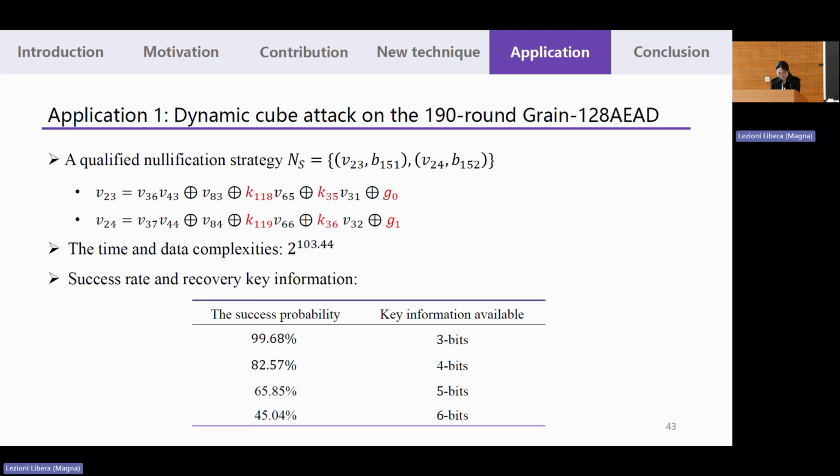Based on the three points mentioned above, we propose the new MILP model for dynamic cube attacks. This model can accurately detect the algebraic properties of the corresponding superpolies under various key guesses, including but not limited to algebraic degree, minimal algebraic degree, and divisibility.